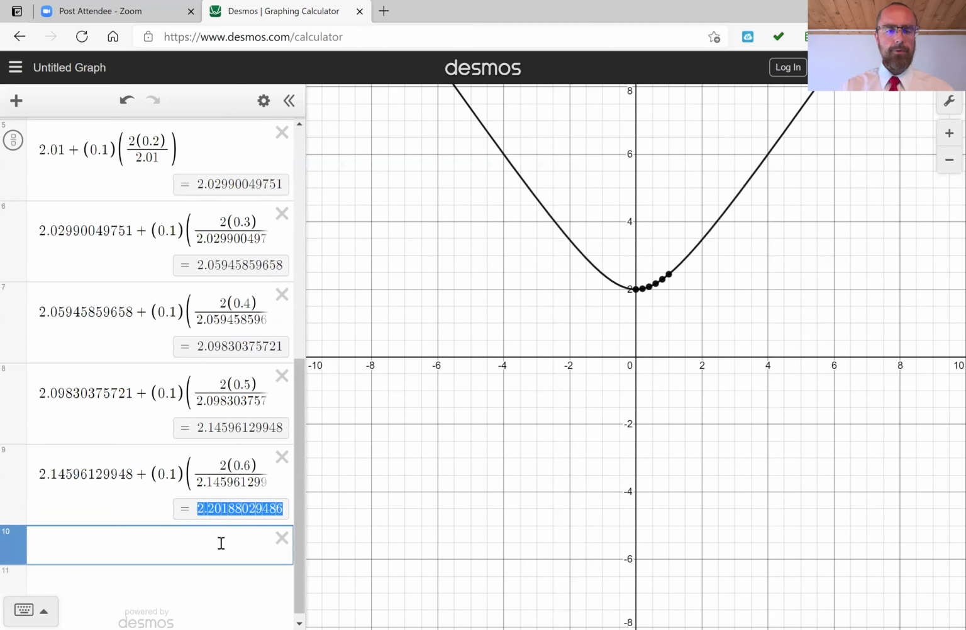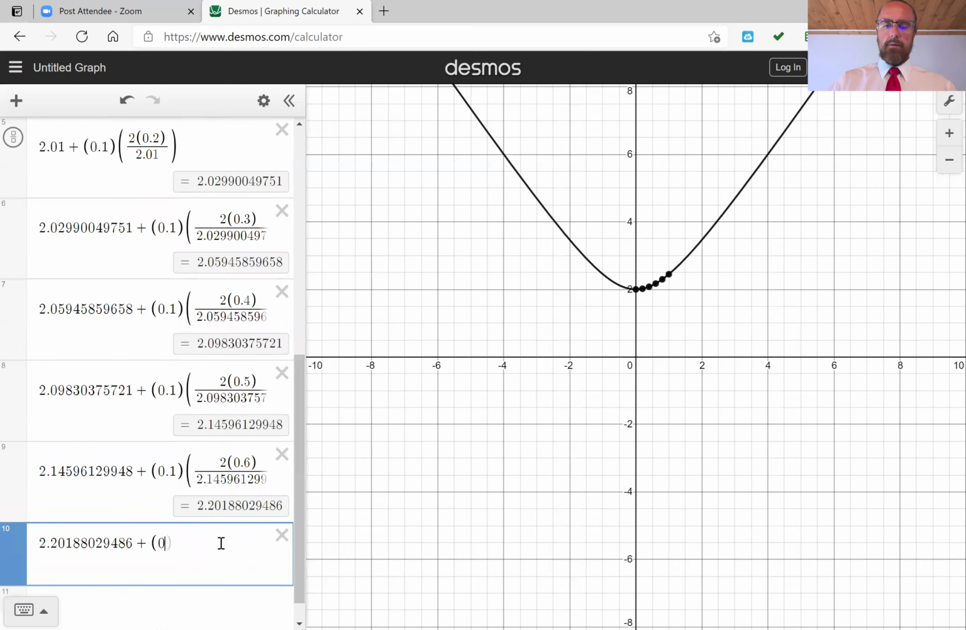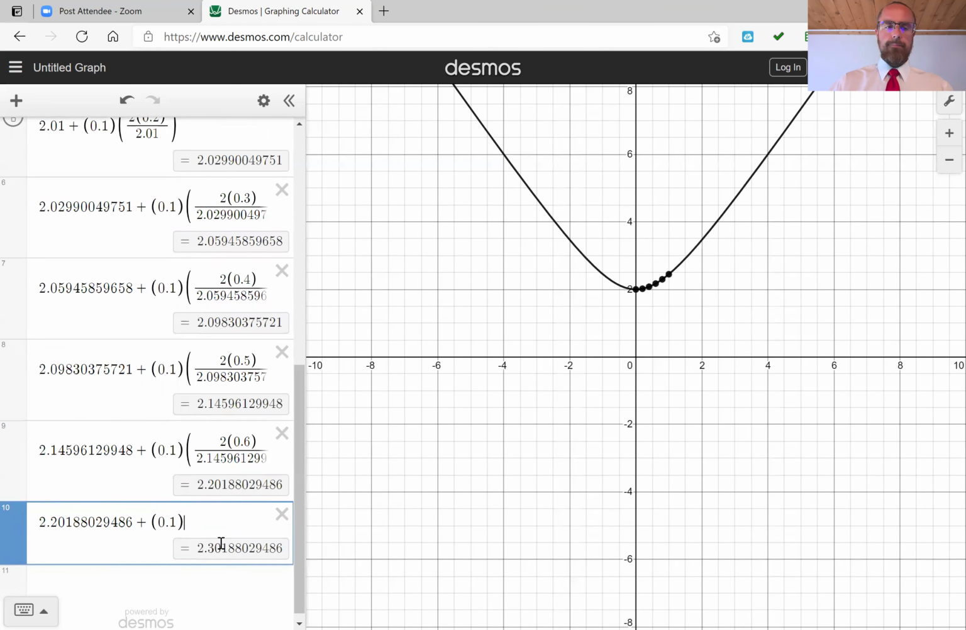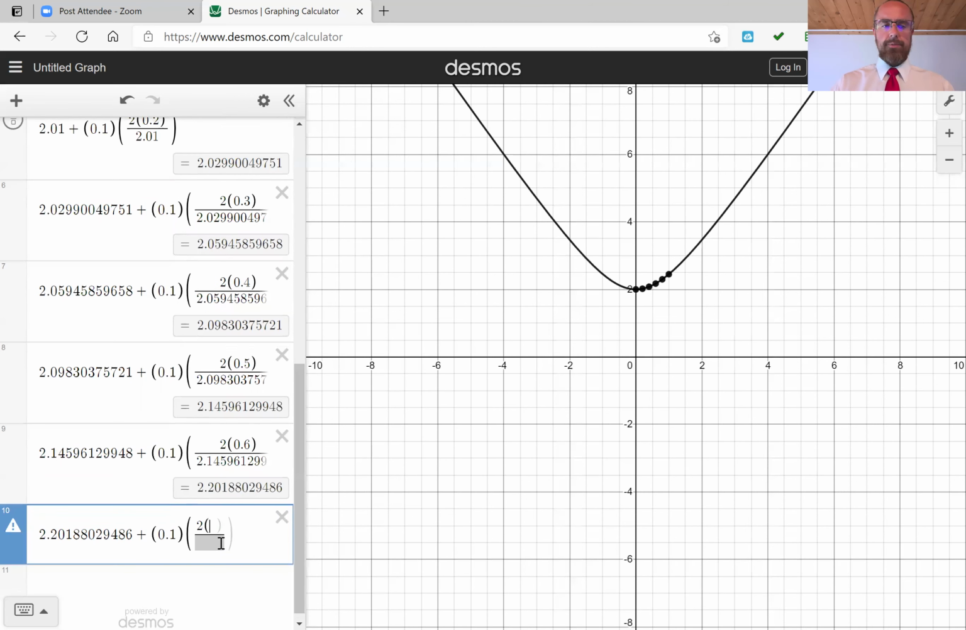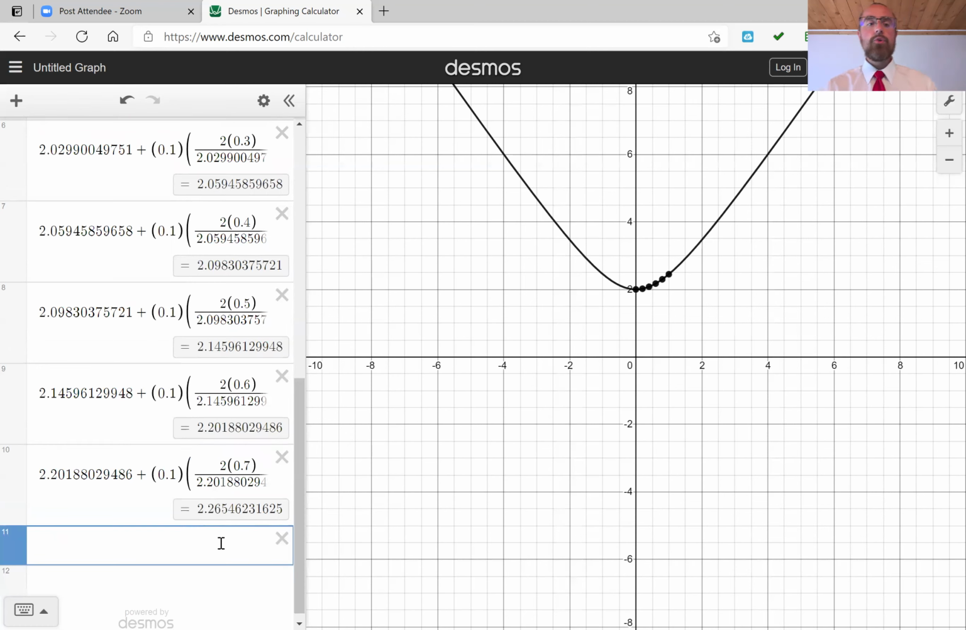I'm going to copy the whole thing, paste it to calculate y sub 8. Add 0.1, our step value, times the differential equation, 2 times now 0.7 all over previous y value. So that one will include in our table, 2.2655 when I round it. So we've got just a few more. It looks like we got 2 more.